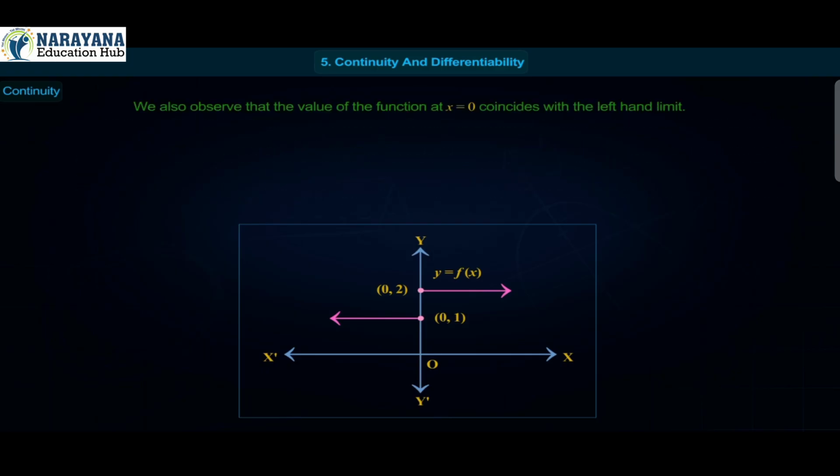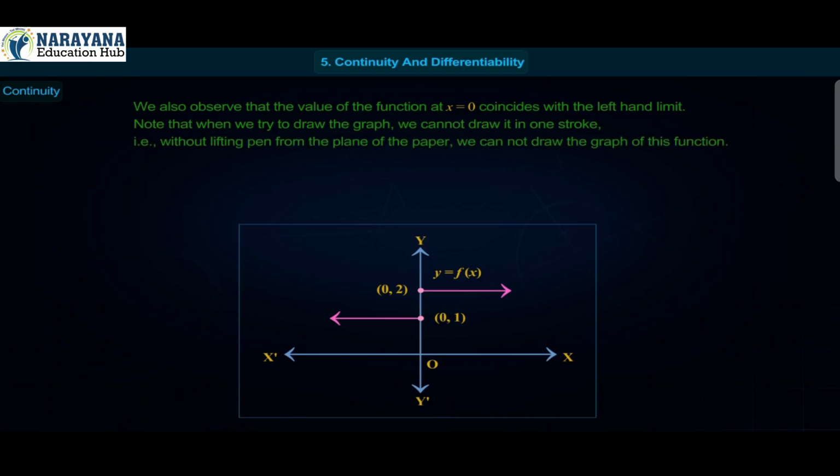We also observe that the value of the function at x equal to 0 coincides with the left hand limit. Note that when we try to draw the graph, we cannot draw it in one stroke, that is, without lifting the pen from the plane of the paper. In fact, we need to lift the pen when we come to 0 from the left. This is one instance of a function being not continuous at x equal to 0.